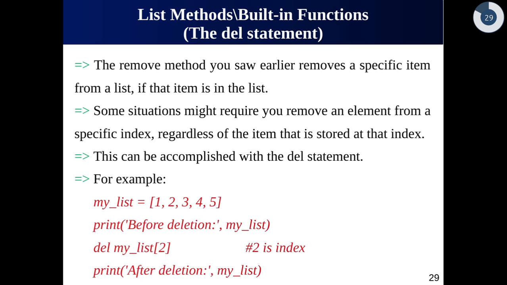Delete is like the remove, but here you have to specify the index of the element that you want to remove. So del is like the remove, but the difference is here. The remove method you saw earlier actually removes a specific item from the list if that item is in the list. In some situations, you might require to remove an element from a specific index, right? Position, location, regardless of the item name. For that, you have to use the delete statement. So this can be accomplished with the help of the del statement.